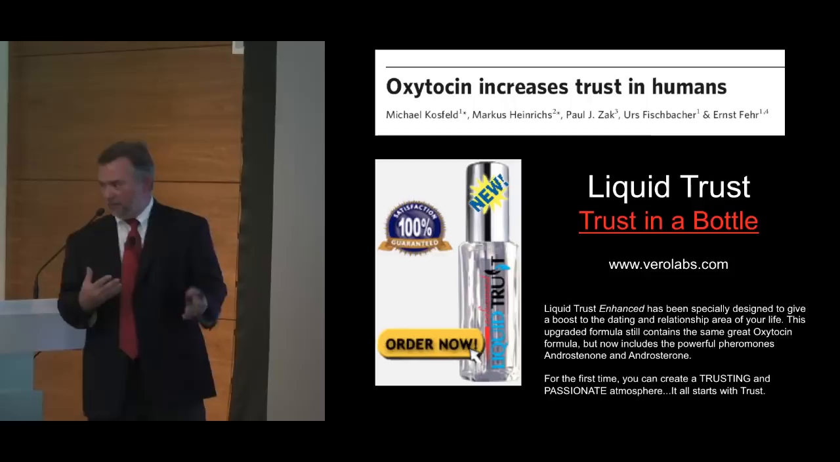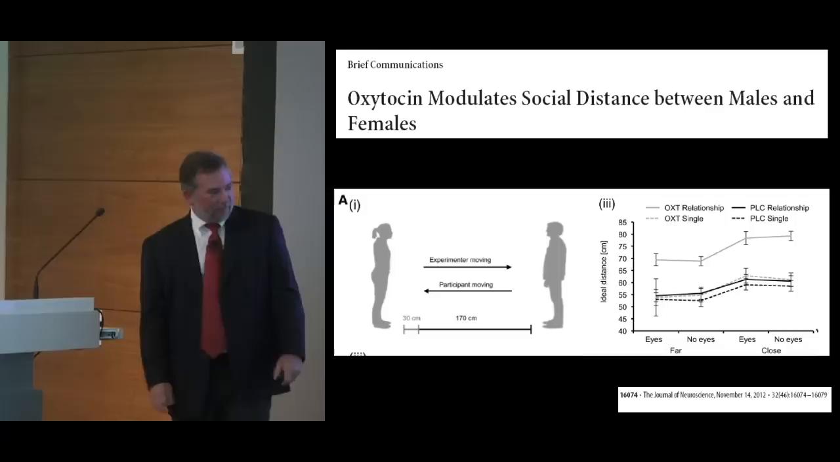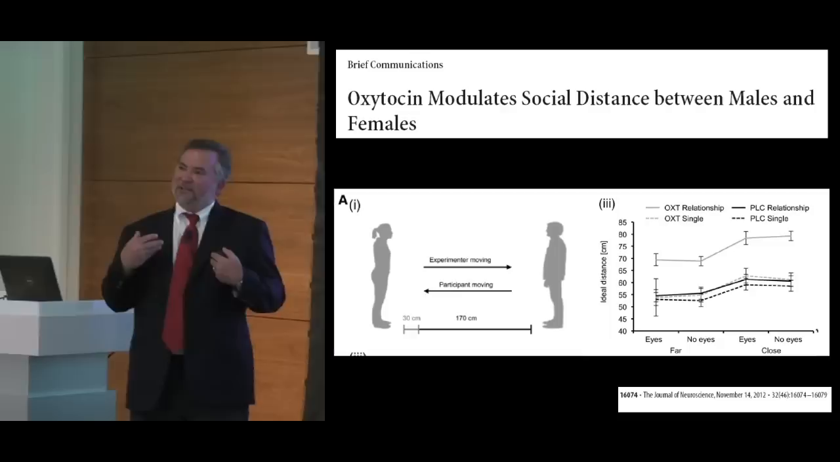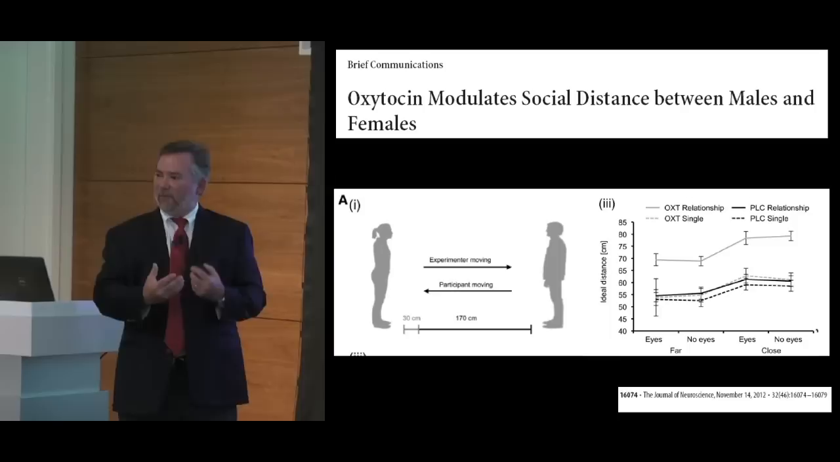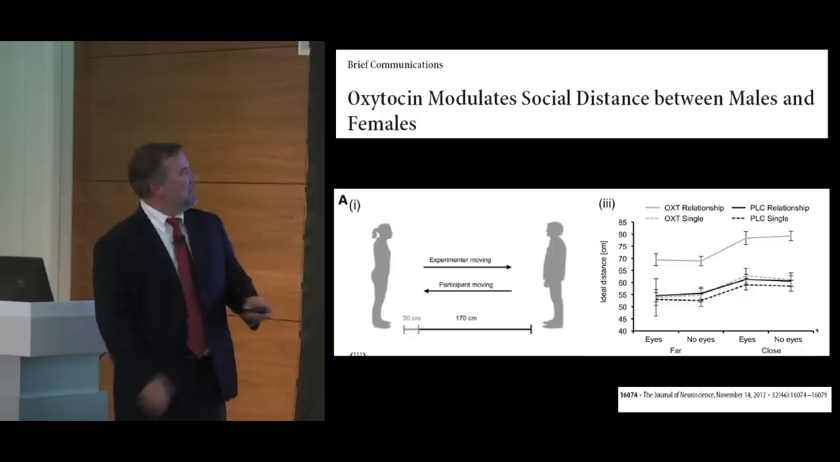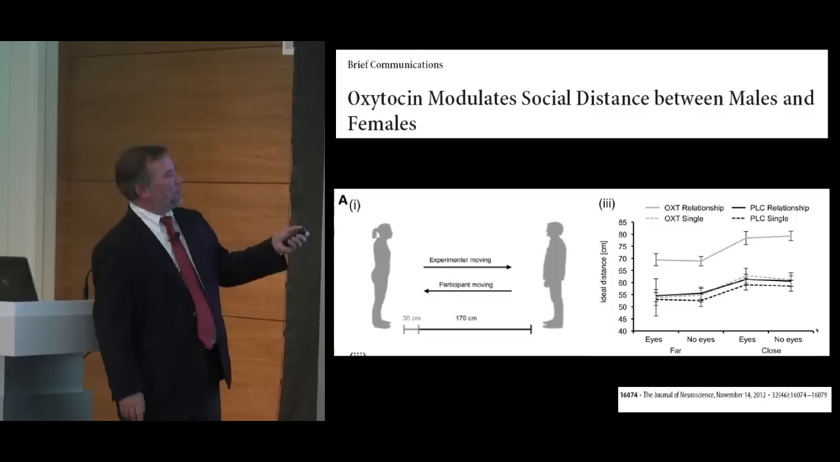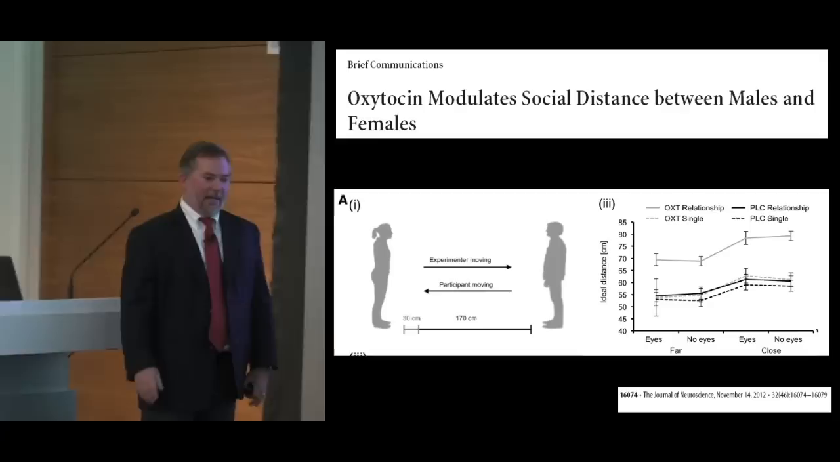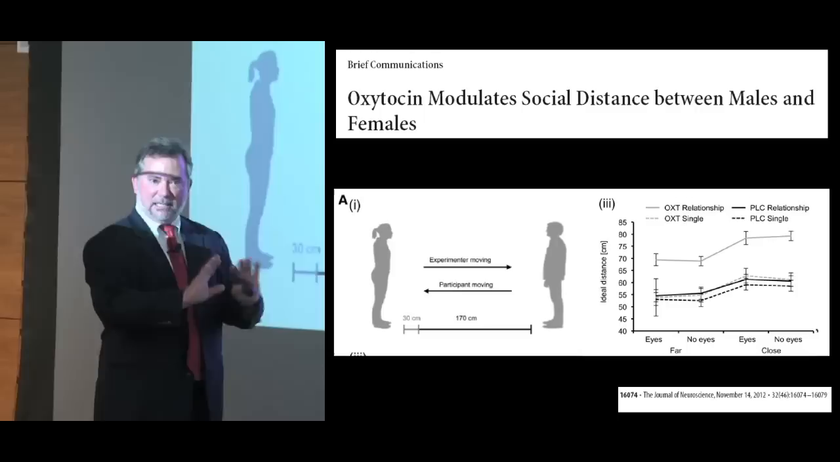This is a study that came out around November of last year, from a German group that was asking how it affects men's relationship with women. They took men, half of them single and half in a monogamous relationship. This was the man subject, and this is what they call an attractive German experimenter. They gave them either placebo or oxytocin, and she walked towards the guy, and he was told to tell her to stop when it got to be uncomfortable.